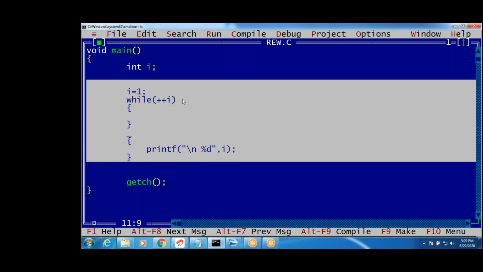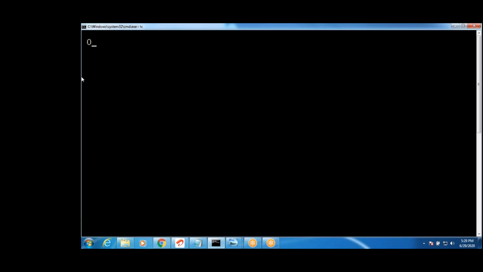Got it? This answer is what? 0, guys. Even though you write a semicolon, what is the meaning of semicolon? Termination. Now the answer is what? 0 only. See once, you understood why it's a 0. Clear?